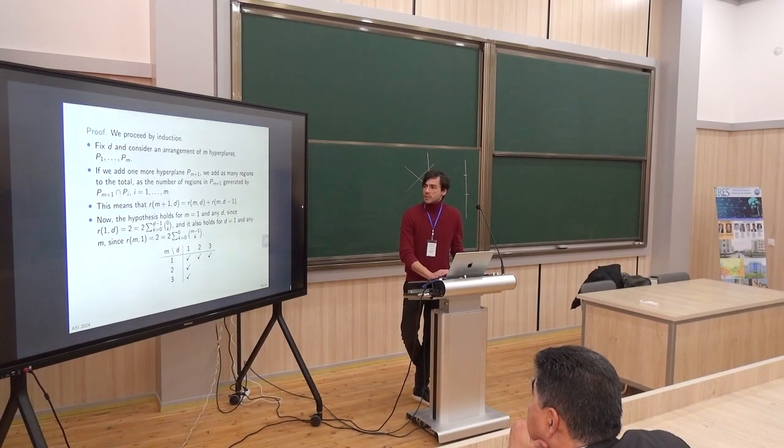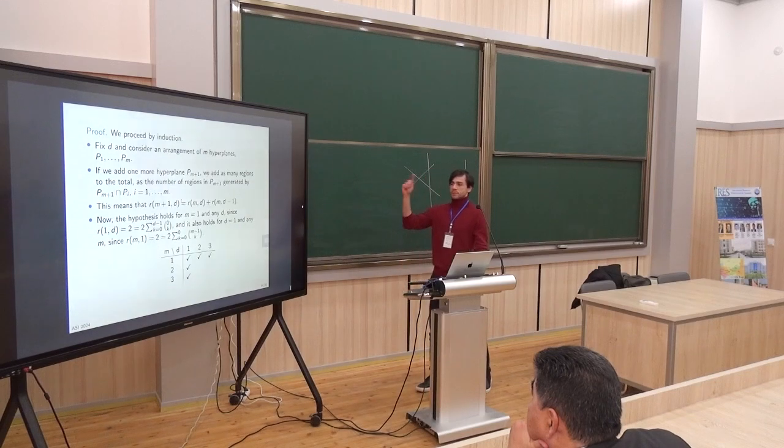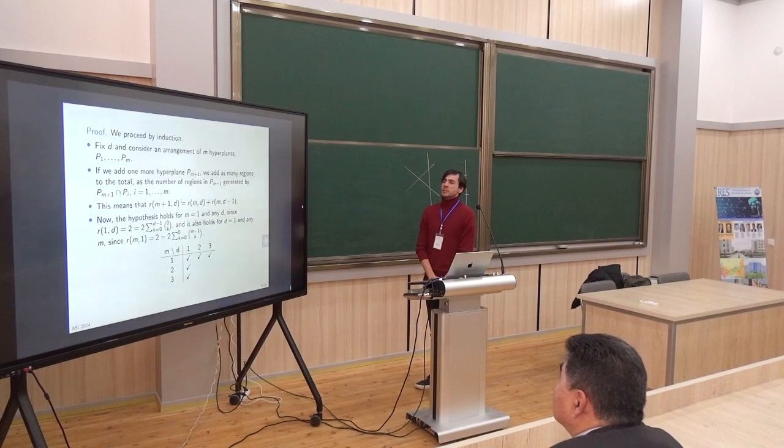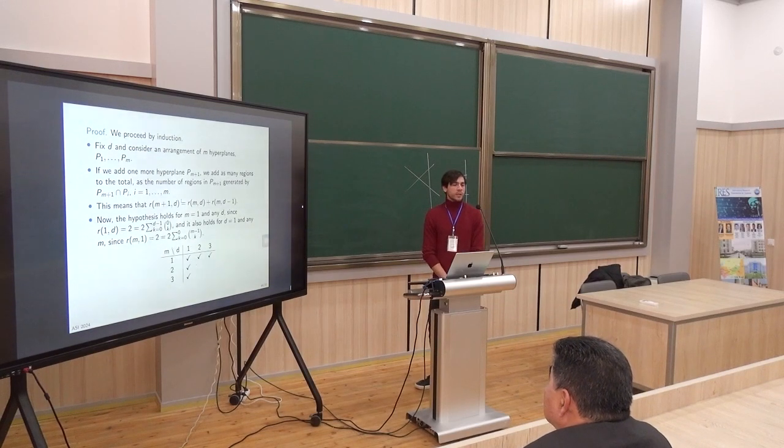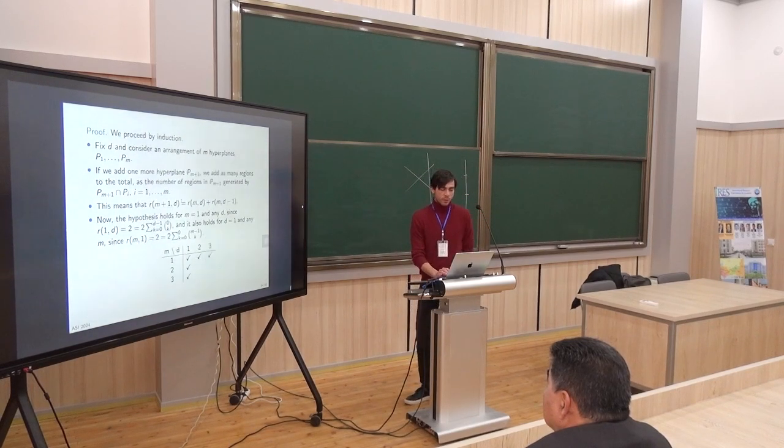We want to use this for our induction. Now, this hypothesis, this formula, 2 sum of n-1 choose k, we can convince ourselves that this holds when n is equal to 1 or when d is any value. That's true because if n is equal to 1, that means we have just one hyperplane. This always splits the space into 2 pieces. And that's the value that we get from the formula.